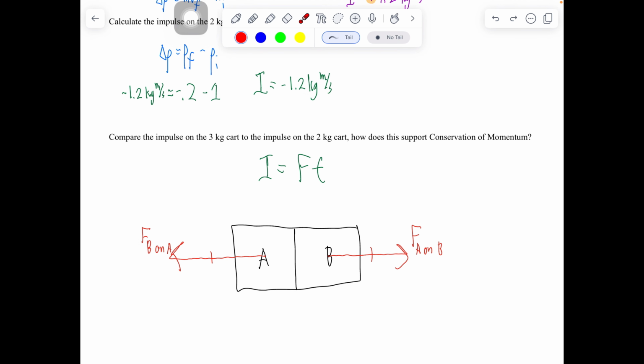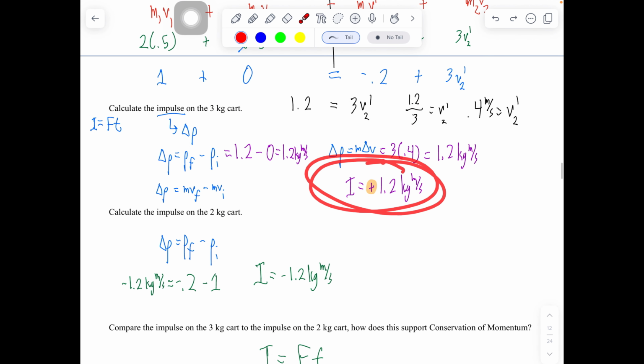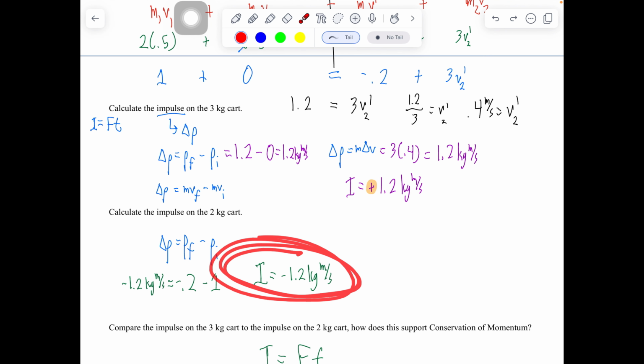The force is the same. The time is the same. If these are both the same size, both the same magnitude, the impulse is the same. The only difference is that one force is in the positive direction, the other force is in the negative direction. So one impulse is positive, the other one is the same size, but negative. So momentum is always conserved in any collision.